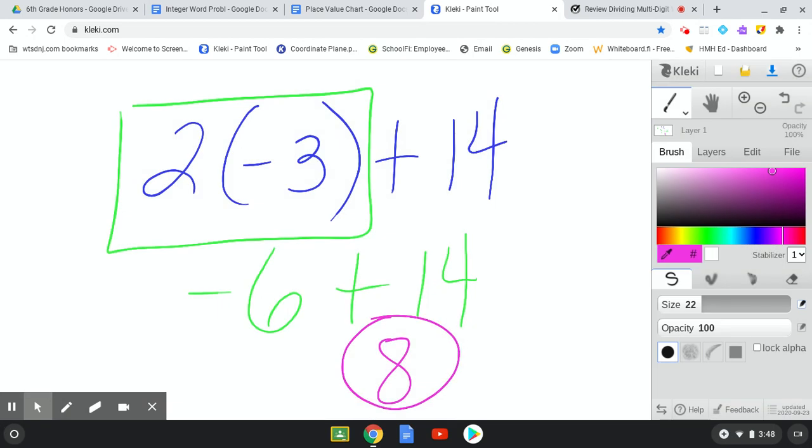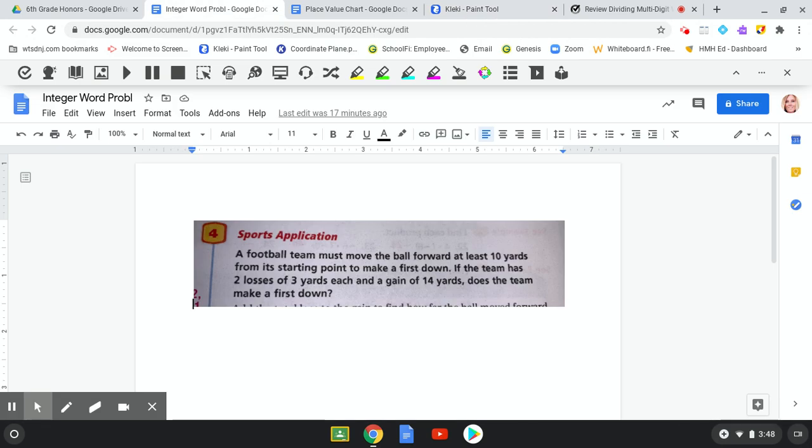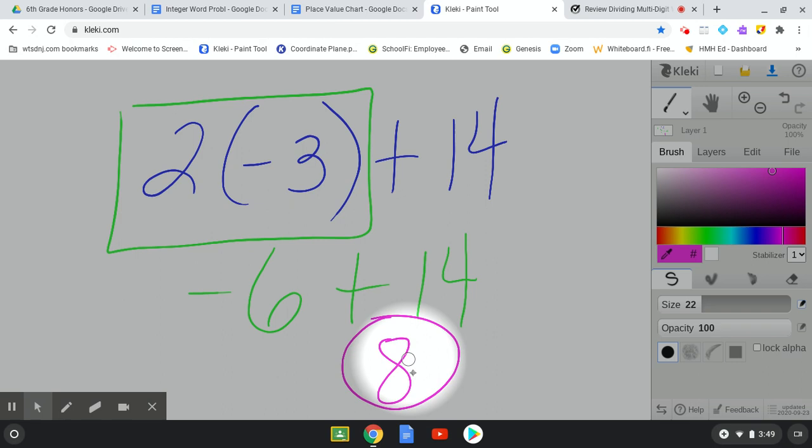Now let's look at what the question was asking. It says, does the team make a first down? Well, we have to go back up here, and it says that they have to move forward, which means a positive 10 yards to make a first down. Well, we only had a positive 8, so they only had 8 yards. So they did not make a first down. They still need 2 more yards to make a first down.